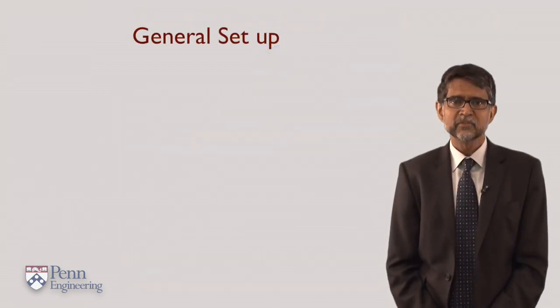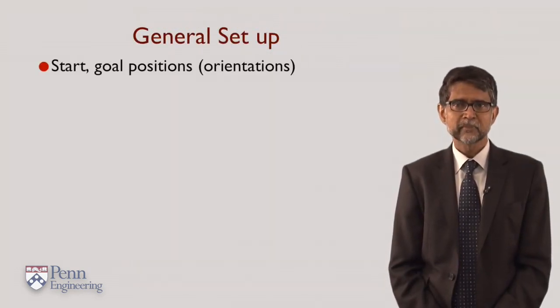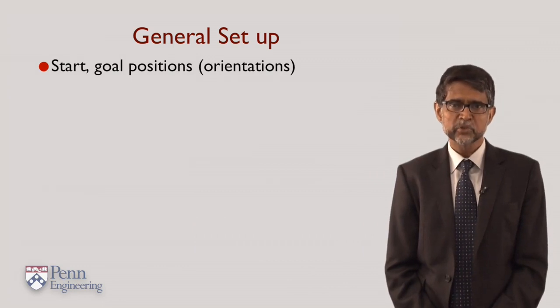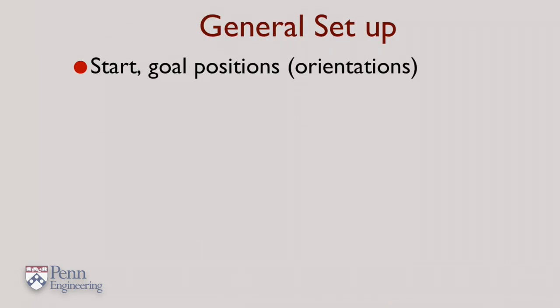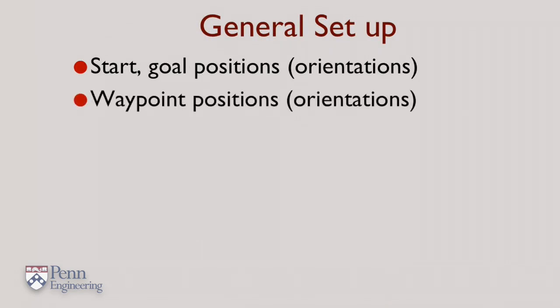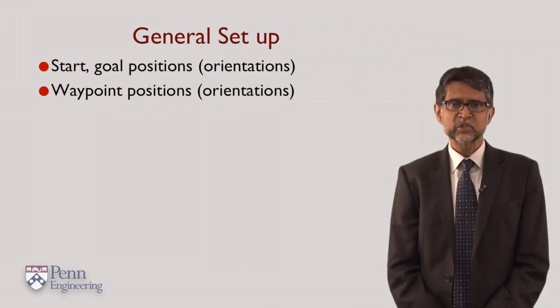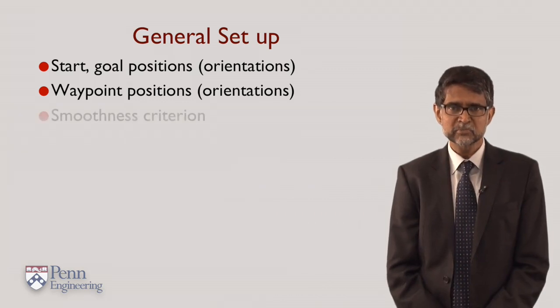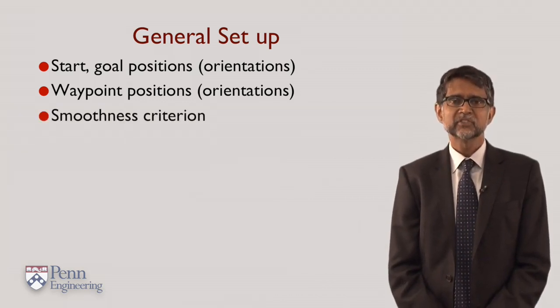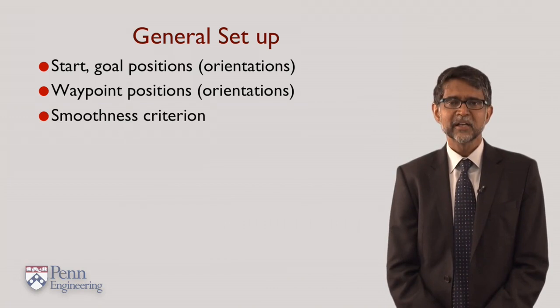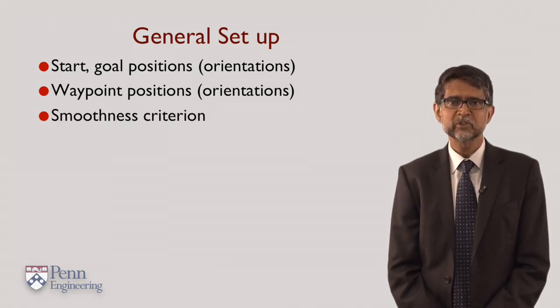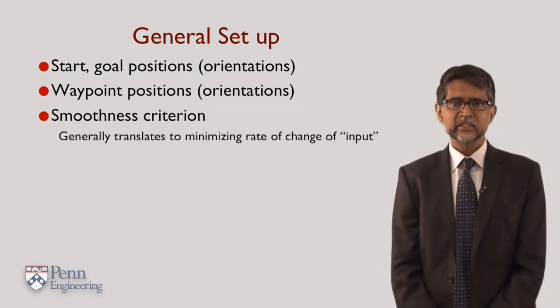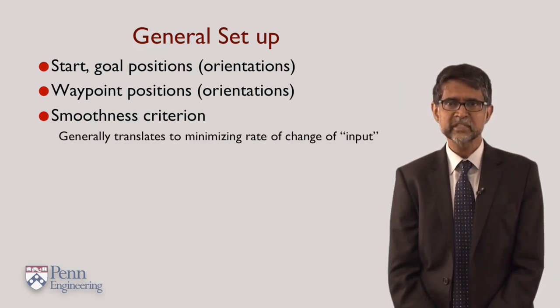The general setup of this problem is as follows. We're given start and goal positions, optionally orientations. We might want the quadrotor to visit intermediate positions or waypoints, which can also include orientations. In general, we'll insist that the trajectories that the quadrotors follow are smooth. Because the quadrotor is a dynamical system, it cannot follow arbitrary trajectories. This generally translates to minimizing a rate of change of input, as we will see soon.